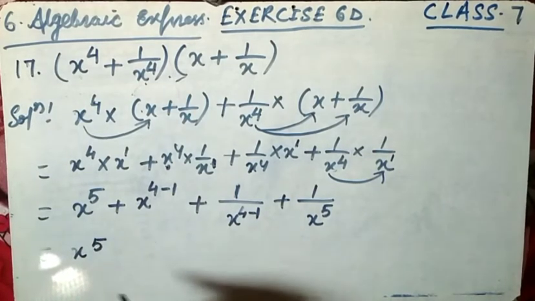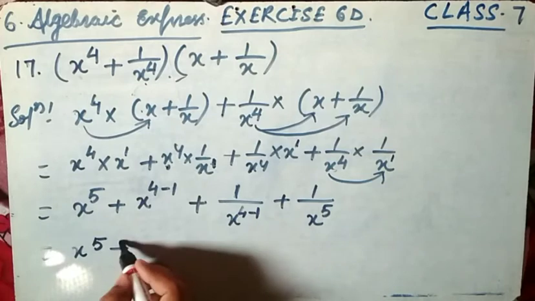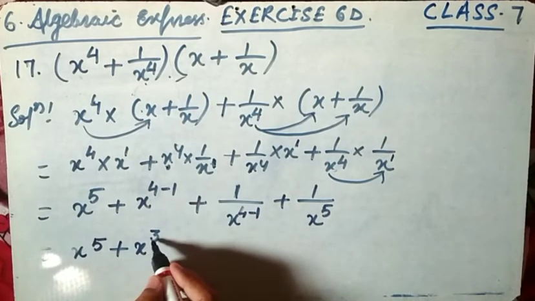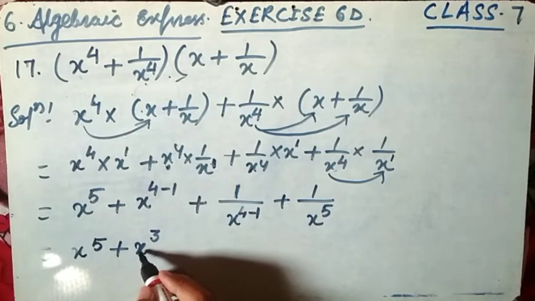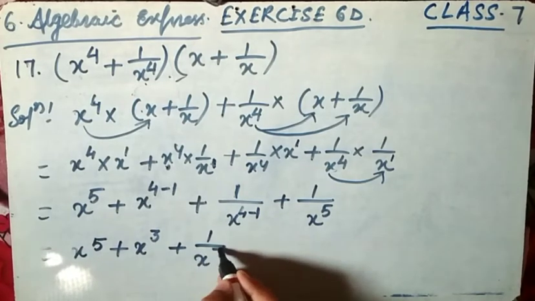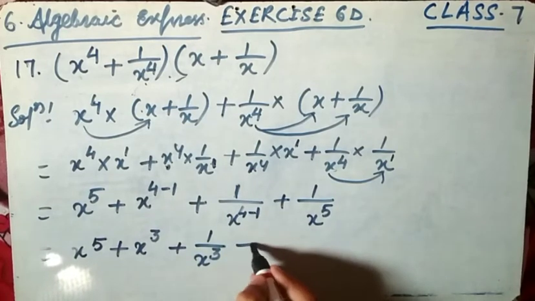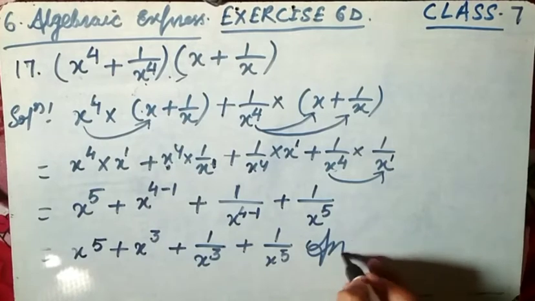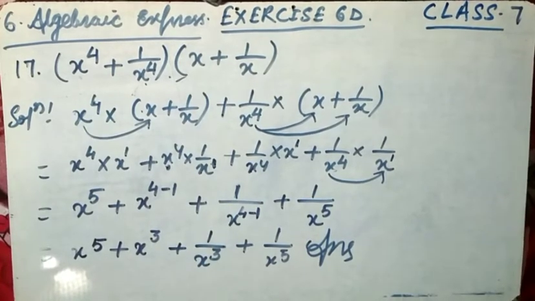Next, plus x raised to power 4 minus 1, that is x raised to power 3, called x cube or x to the power 3. Now this is 1 upon x raised to power 3, because 4 minus 1 is 3, plus 1 by x raised to power 5. So this is your final answer. Please practice, and you will be very clear.